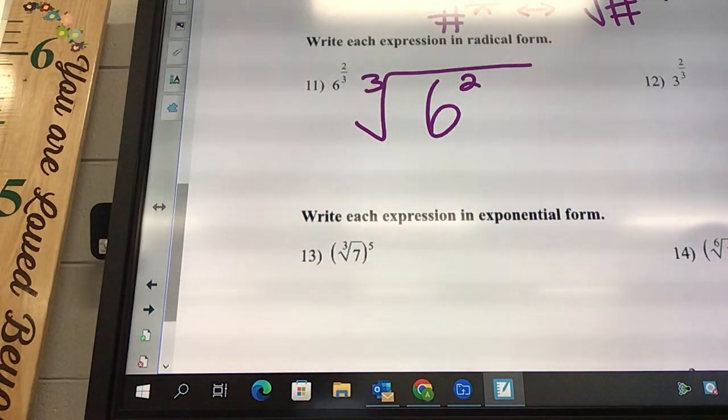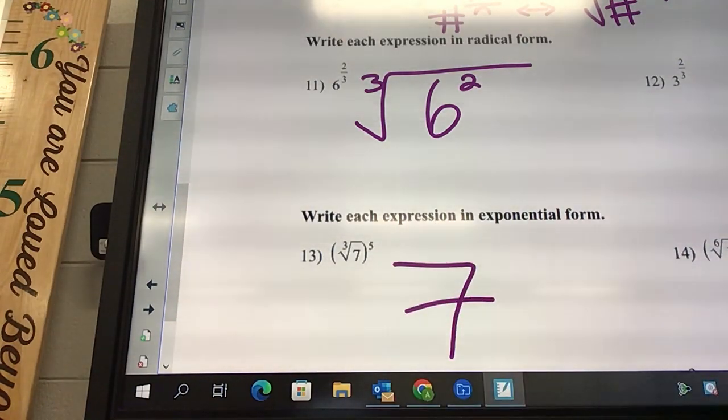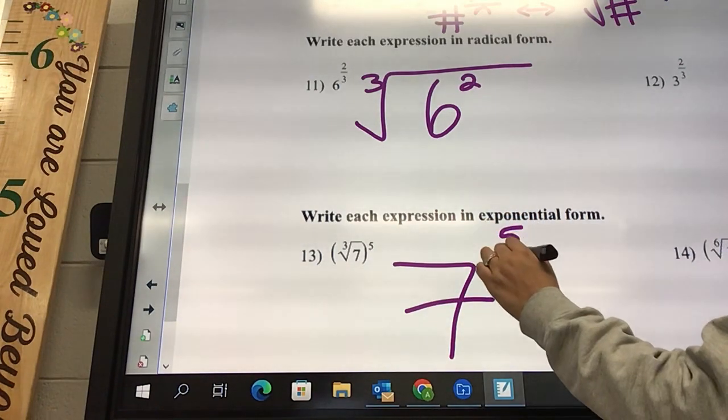Number 13 wants us to do it in exponential form. Okay, so what's going to be our big number? 7. Okay, what's going to go on the top? 5 over 3.